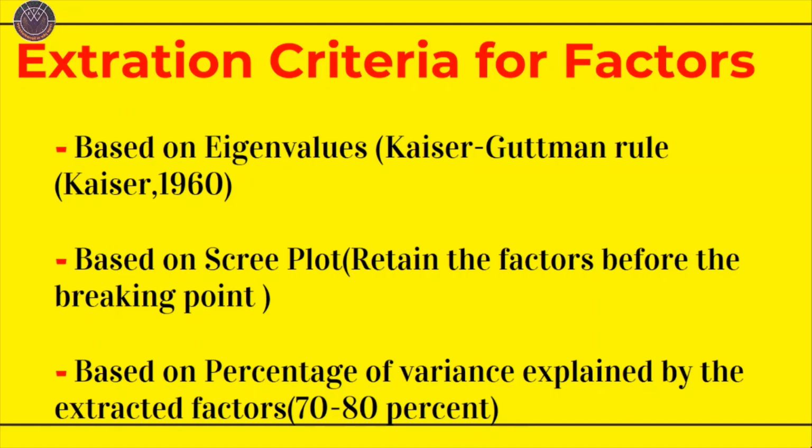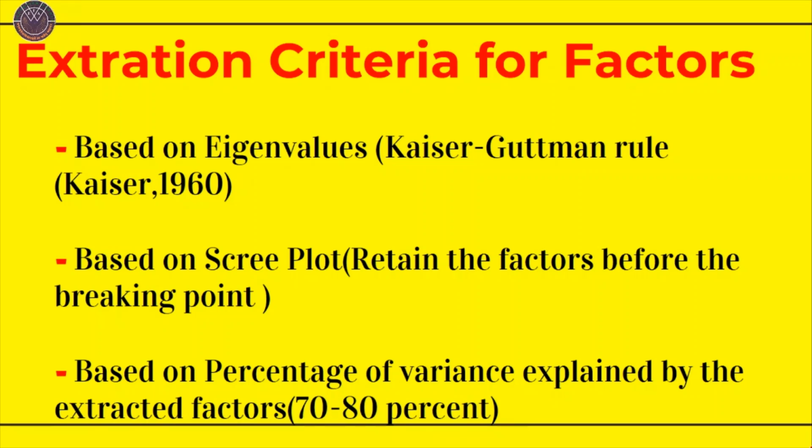If this value is less than 50% or 40%, it is quite obvious that we have not got a sufficient number of factors which can explain that particular variable. So it should be around 70%.